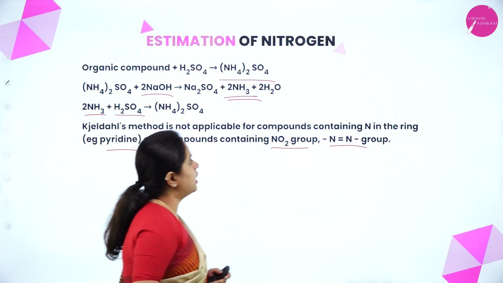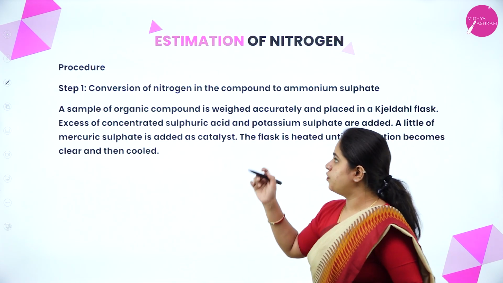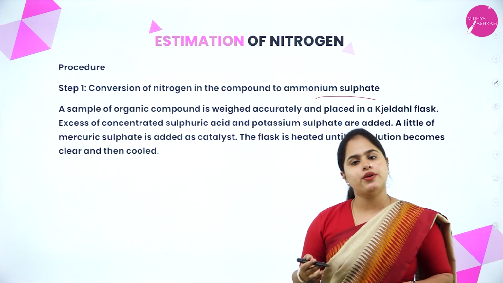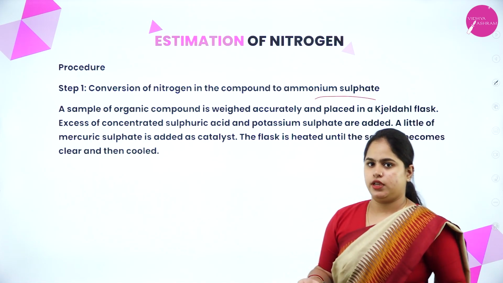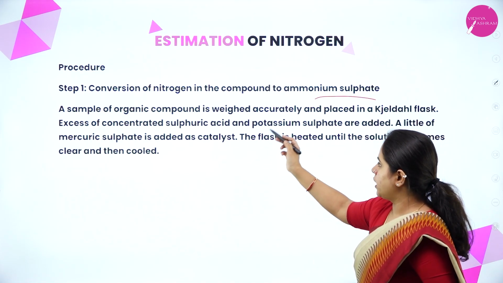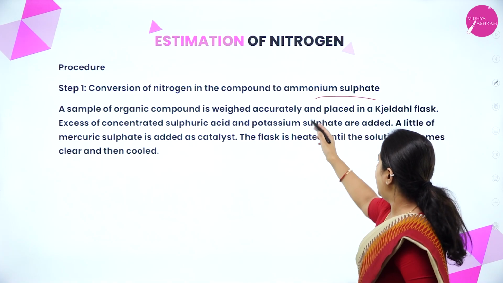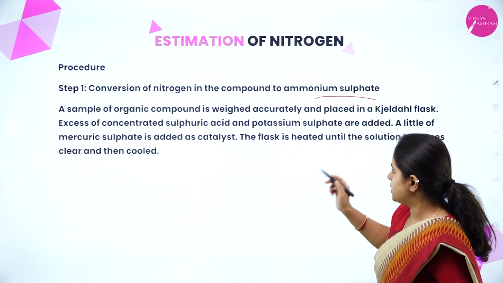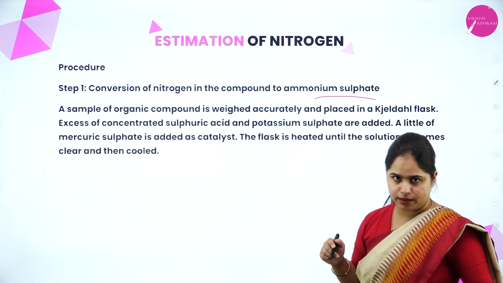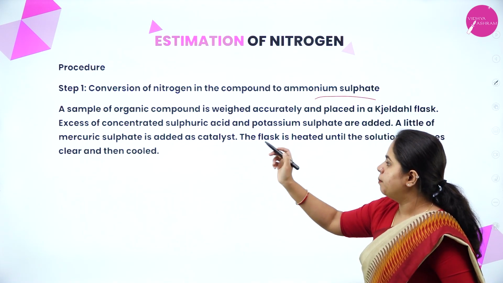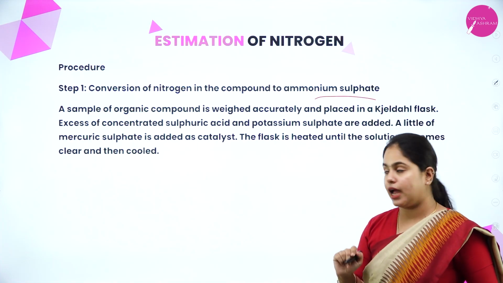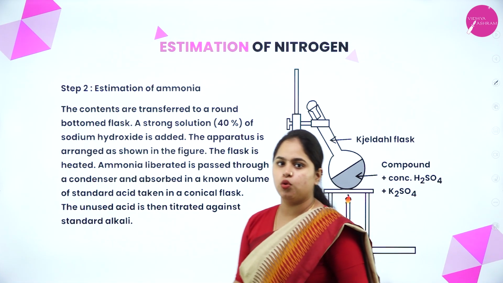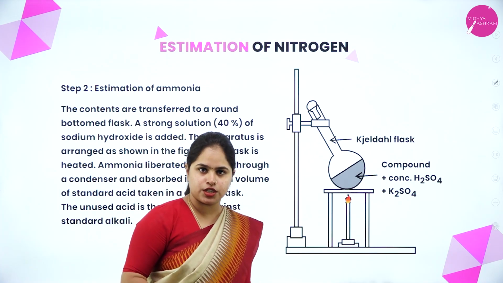So now let us understand the procedure in detail. The first step is the conversion of nitrogen in the compound to ammonium sulfate. How do you convert it? We react it with sulfuric acid. Right. A sample of organic compound is weighed accurately and placed in Kjeldahl's flask, and excess of concentrated sulfuric acid and potassium sulfate are added. A little mercuric sulfate is also added as catalyst, and the flask is heated until the solution becomes clear and then cooled. So this is the Kjeldahl's flask, you can see.